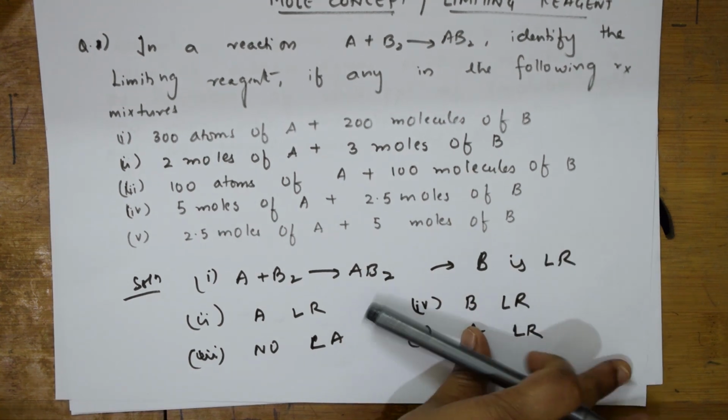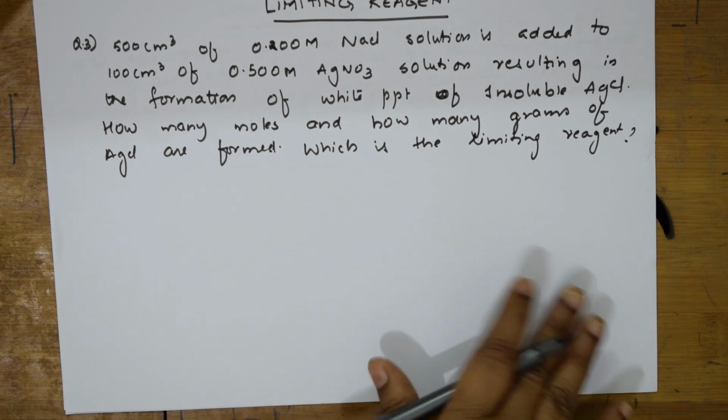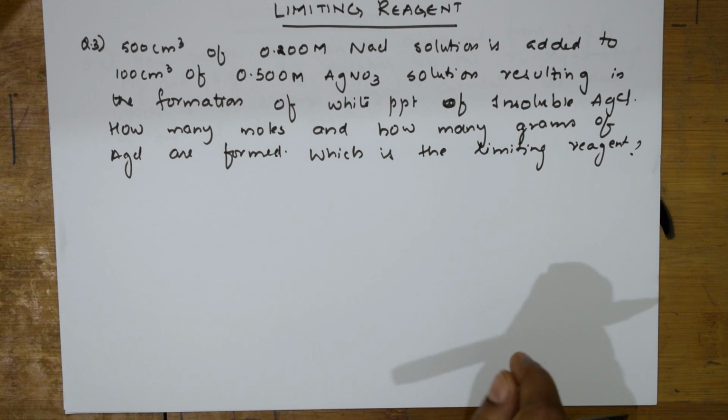So let's come back and see one more question on limiting reagent. Here, what do they give us? 500 centimeter cube of 0.200 molar NaCl is added to 100 centimeter cube of 0.500 molar AgNO3 solution, resulting in the formation of a white precipitate, which is insoluble AgCl. How many moles and how many grams of AgCl are formed, and which is the limiting reagent, they said.